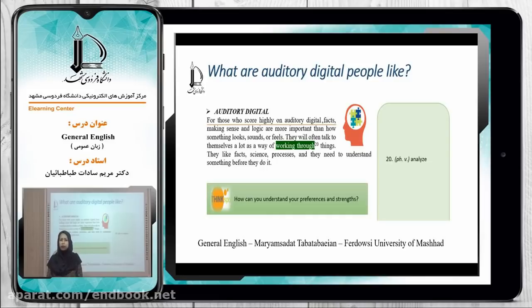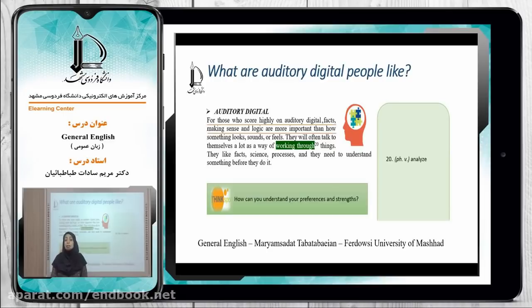What are facts? For example, the earth goes around the sun. This is a piece of fact. It always goes around the sun. Or the sun rises in the east. It's a piece of fact. It is always true. It never changes. Or water boils if you heat it. Again, it's a piece of fact. They never change. So, auditory digital people use facts a lot.